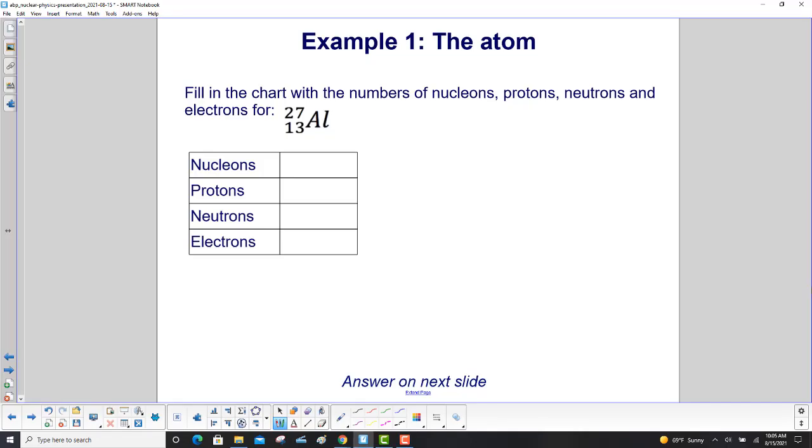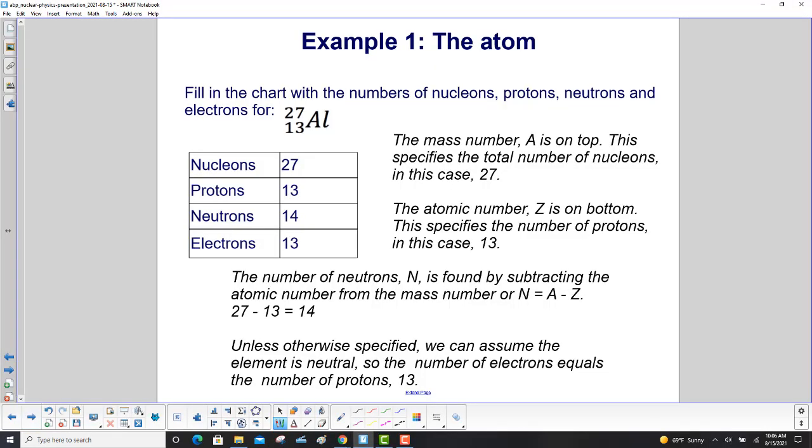Fill in the chart with the numbers of nucleons, protons, neutrons, and electrons for aluminum-27. The mass number, also known as A, is on top, right over here. This specifies the total number of nucleons, in this case 27. The atomic number, Z, is on the bottom, right here. This specifies the number of protons, in this case 13. The number of neutrons, N, is found by subtracting the atomic number from the mass number, or N is A minus Z, 27 minus 13 is 14. Notice how the number of protons and neutrons together equal the number of nucleons.